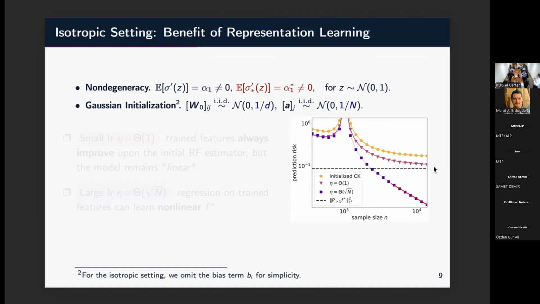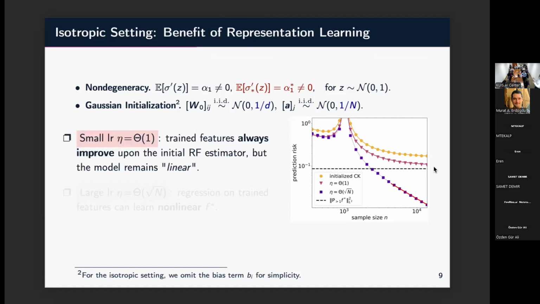Now, if you train with a large learning rate, which also corresponds to taking more iterations, then you are able to go below the kernel lower bound. That is the purple curve now, and basically you're learning nonlinear functions. So the summary is as follows: a small learning rate still improves the risk, but is not able to learn nonlinear functions. You need to take large learning rates so that you go below the kernel lower bound, which is a limitation of kernel methods, so you can beat that threshold. So this is a summary of the result.